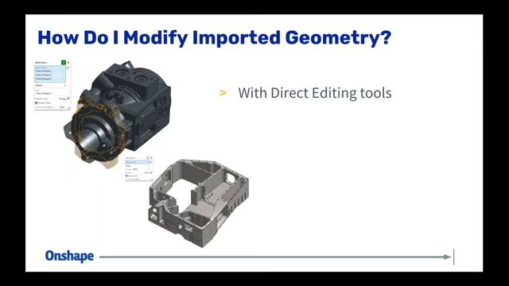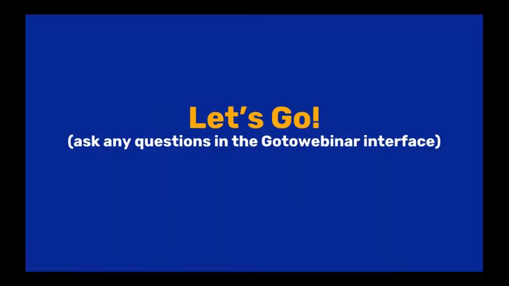So I want to spend some time going over direct editing tools, what options are available to you, and just some general tips that I have for working with imported geometry, things that I've found are very useful if you do a lot of working with imported geometry. So again, in essence, how do I modify imported geometry? Direct editing tools are the simple answer to that. Now it gets a little bit more complicated, and I'll go over that in a minute. But in short, that's what you're going to need to do. So let's jump into it.